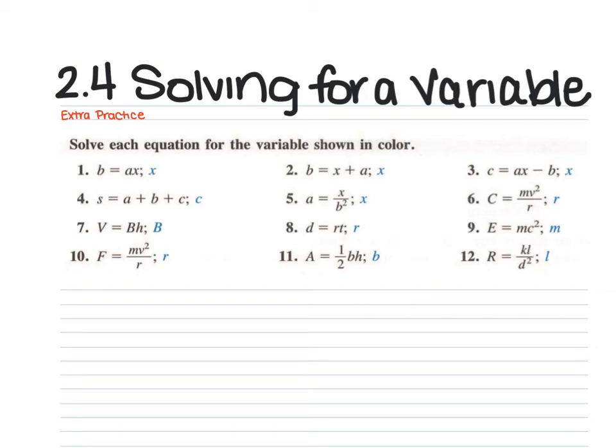2-4, solving for a variable. When we're solving for a specific variable, we have equations that have multiple variables, sometimes distributions, sometimes exponents. And our whole idea is to get a specific variable by itself. So if we look at some examples here, for 1, we have b is equal to a times x, and we want to get x by itself.